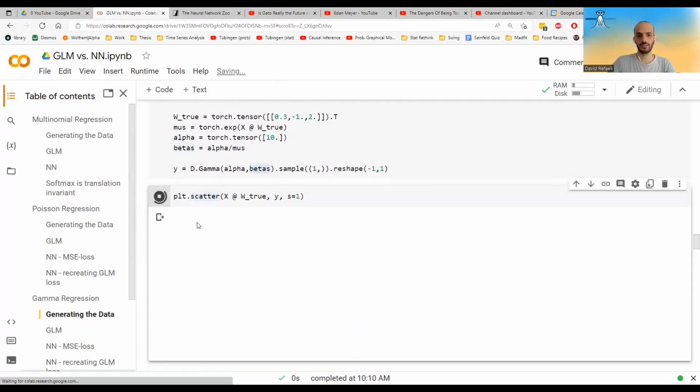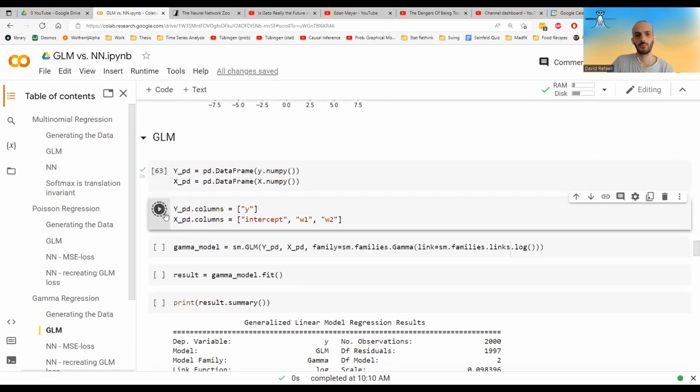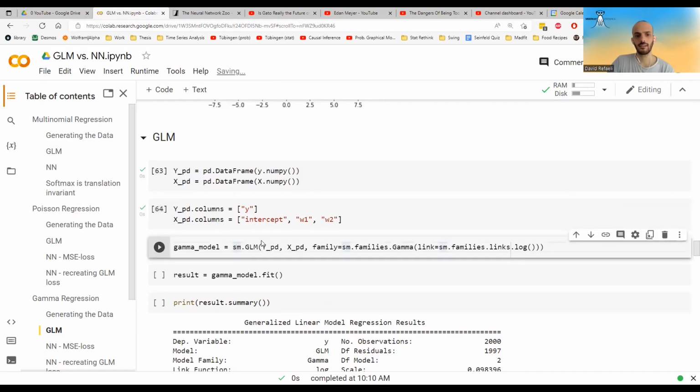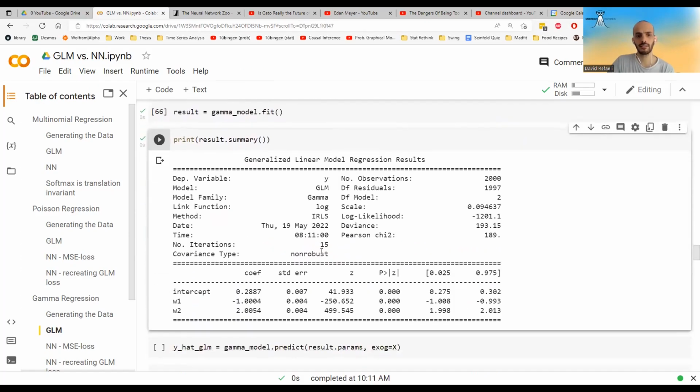Let's scatter this just to see how it looks. Okay, now to fit it using a GLM, we have to convert it to the pandas data frame. I call statsmodel.glm, and I say that the family is gamma and that the link function I need is a log link function. I fit the model, and if I print the summary, I see it took 15 iterations, and it retrieved the parameters almost perfectly, 0.3, -1, and 2.